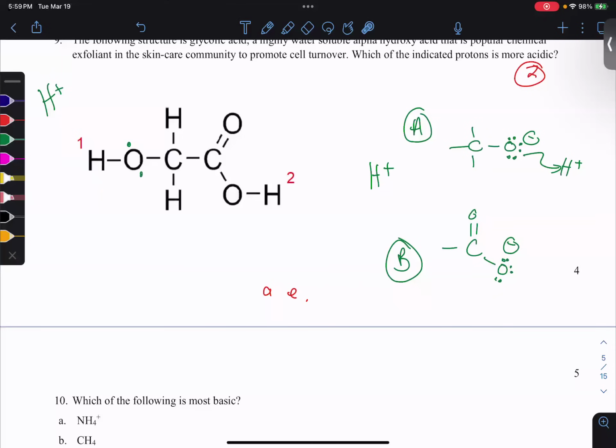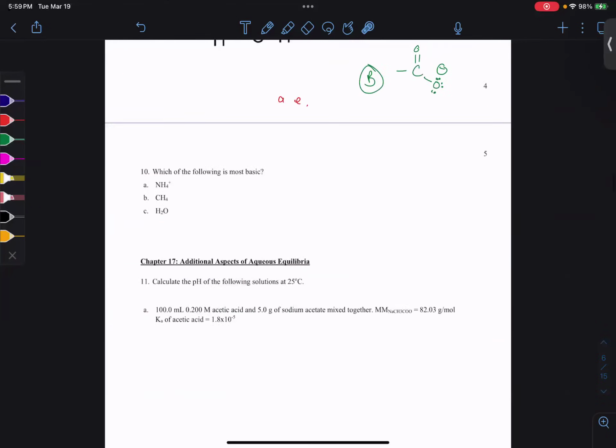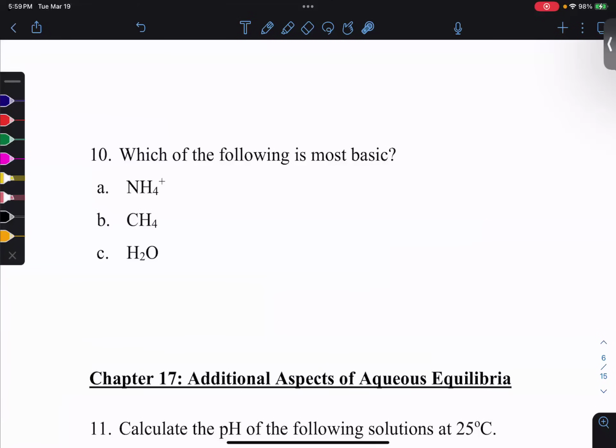Okay, so someone asked for question 22. Oh, actually, I want to do 10. Let's do 10. Let's just wrap this up. Which is the most basic?